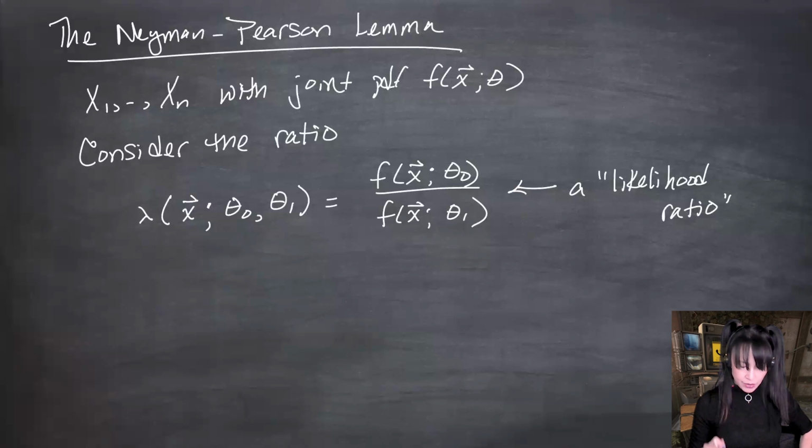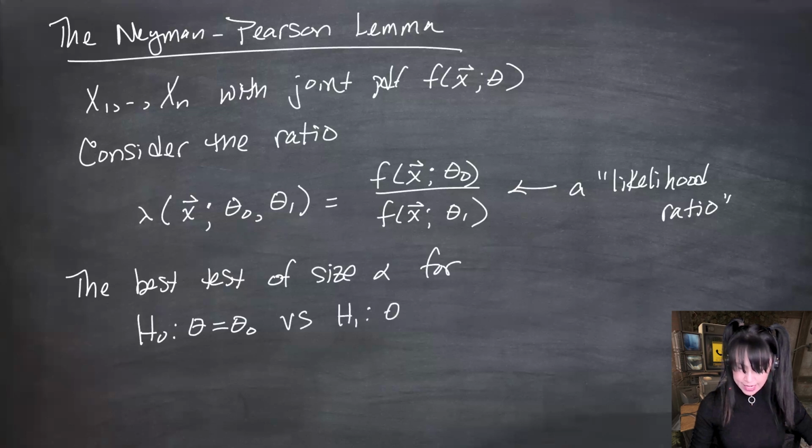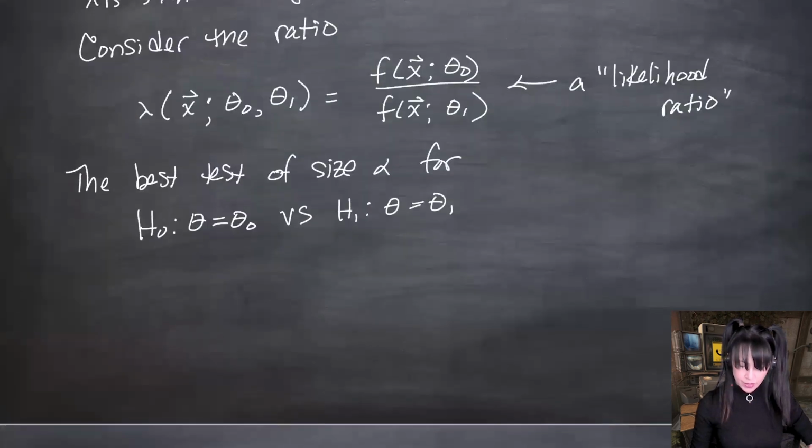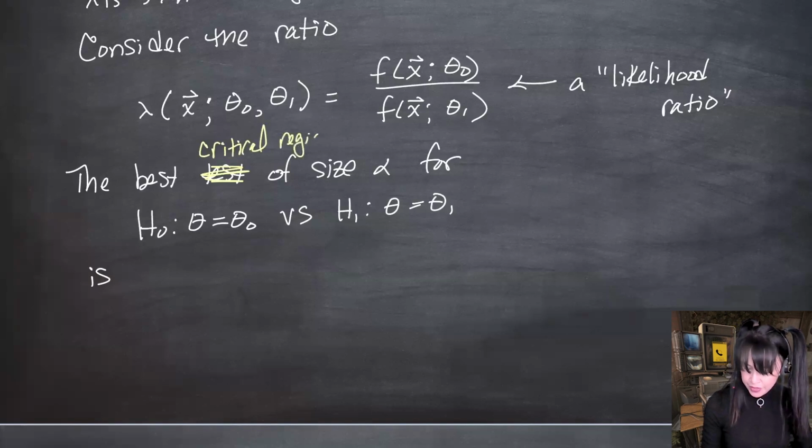And what is the point? Okay, here's the Neyman-Pearson lemma. The best test of size or level of significance alpha for testing the simple versus simple hypotheses that theta equals theta naught versus theta equals theta 1 is, I'm going to give you a critical region right now. So up here, I probably should have said the best critical region, but a critical region and a test are interchangeable. It's our new language.